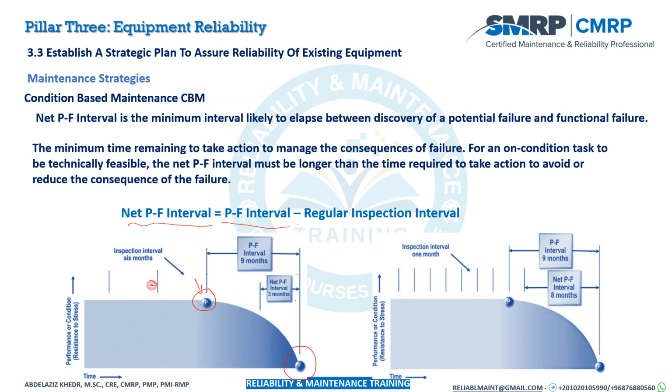So if you are measuring your vibration every 1 month, and you have a P-to-F interval for a specific pump of 6 months, your net P-to-F interval is equal to 5 months. So you should take care of this all the time. Practically, you will have a regular inspection interval of half or one third of the P-to-F interval.